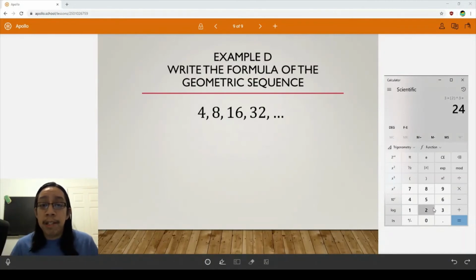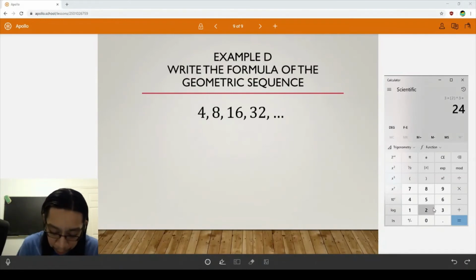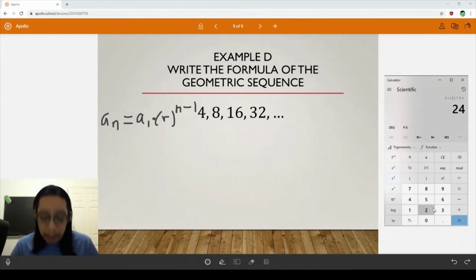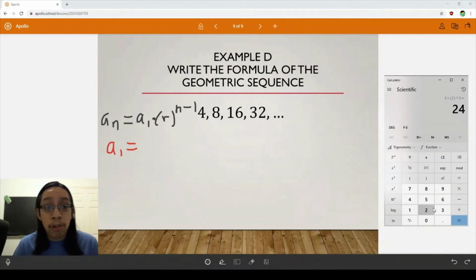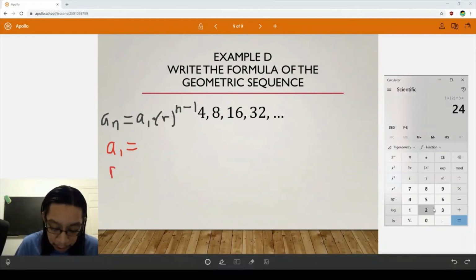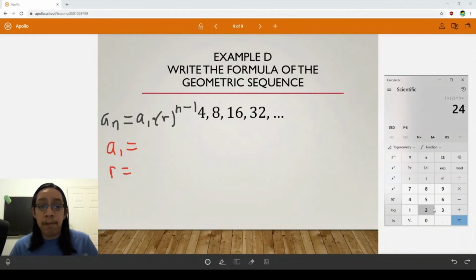Now, on this particular example, we have the sequence of 4, 8, 16, 32. Again, before you even do anything else, I would write down the formula. A sub n is equal to a sub 1 times r to the n minus 1. Now from here, we can look for the information that we want. What information do we want? We only care about the first term, and we only care about what the common ratio is, little r.